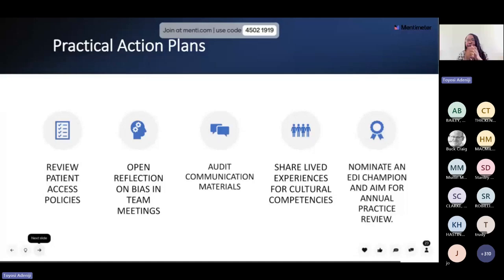And I've also included nominate an EDI champion and aim for an annual practice review. Just have a sit down and let's just talk about things. And the EDI champion for me is there to look at different things. For those of you going into research or being involved in research, because that's now a big thing, are you thinking about the EDI aspect of it, getting a fresh pair of eyes to overlook certain things? I think that will be important. But EDI champions to feed into your different components across the practices will be important.